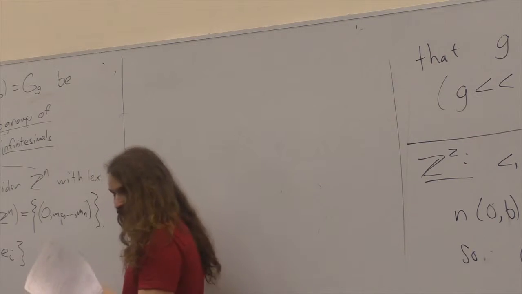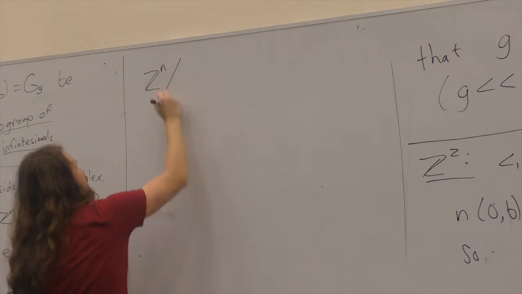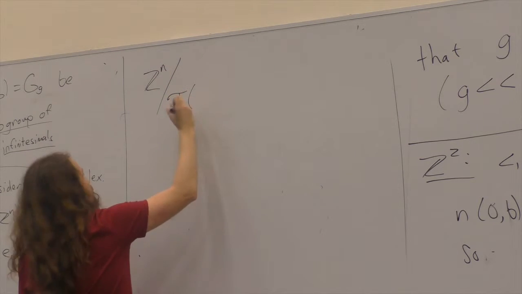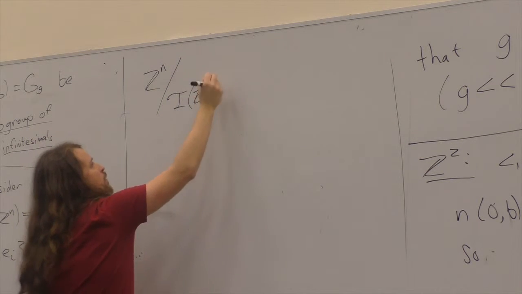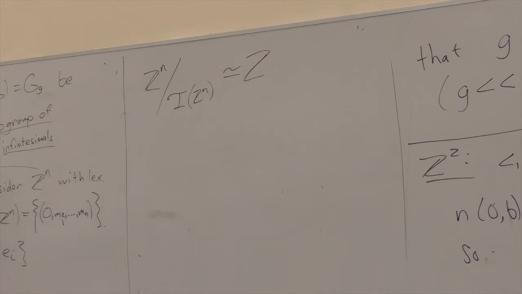Since we're normal, we can look at the quotient. So in this case, we mod out by this and we get Z. And the quotient must be Archimedean, because we're killing all the infinitesimals.